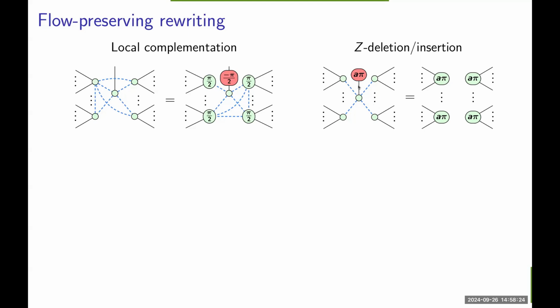And that's really an interesting aspect of these flow-preserving rewriting rules. We're used to our ZX equations going in both directions. They're equations; they don't actually have a directionality to them. But if we want to know whether something preserves flow, we actually have to prove that separately for both directions. In some cases, it's kind of implicit. The local complementation is self-inverse. If we do it 4 times, we go back to where we started. So there it suffices to prove it for one direction. But for Z deletion and insertion, we do really have to prove it separately for both directions.